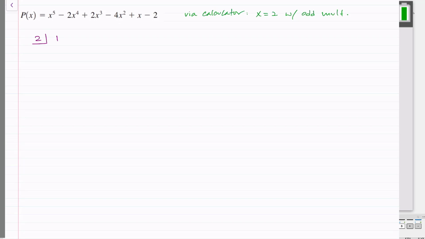So I have coefficients of 1, -2, +2, -4, +1, -2. All the powers are present and accounted for, so we're good to go. Start with that. 2 times 1 is 2. Sorry, that drops out. 2 times 0 is 0. 2 and 0 is 2. 2 times 2 is +4, and that drops out. 2 times 0 is 0. 1 and 0 is 1. 2 times 1 is 2. And so as expected, we get a remainder of 0.